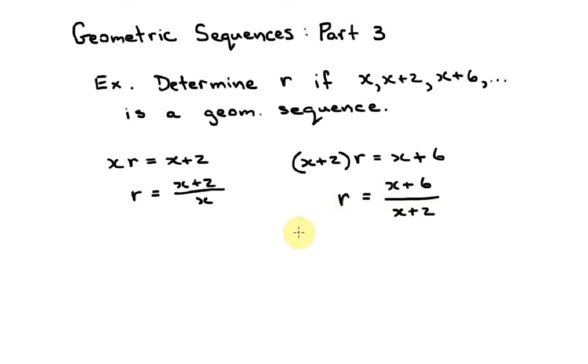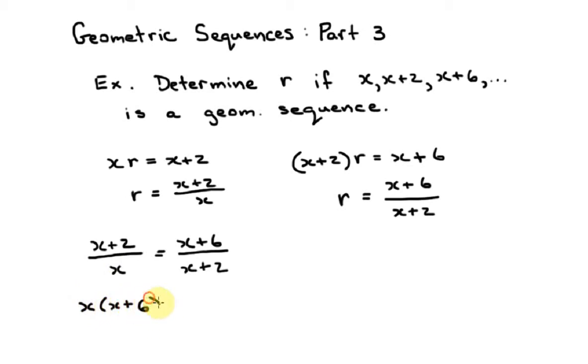If these are both equal to r, why don't we make them equal to each other? It's really just a substitution here, but I can put all this in for r in the other equation, and this gives me one equation with one unknown. That means I can solve it. I think the easiest way is to cross multiply. So I'm going to go x times x plus 6, and that's going to equal x plus 2 times x plus 2.